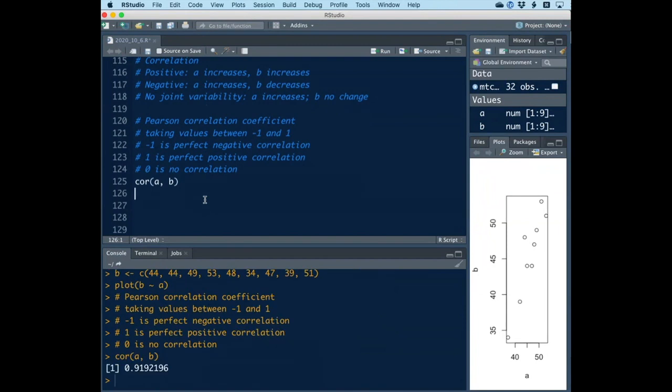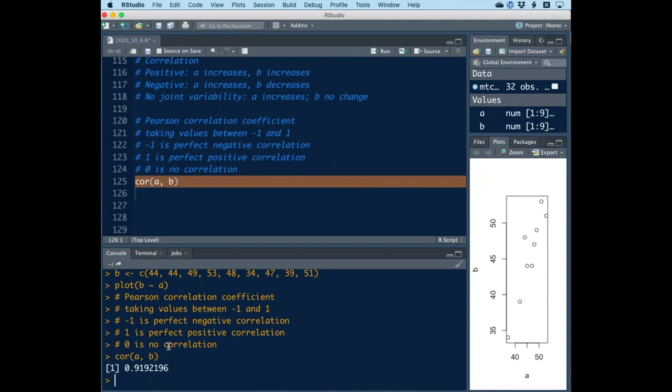And we see that the correlation is positive. And we see that the result is 0.919. So that means the correlation is positive, and we saw that already because A increases and B increases, but it is not perfect, it's lower than perfect, but it is close to 1. So it is a good correlation.